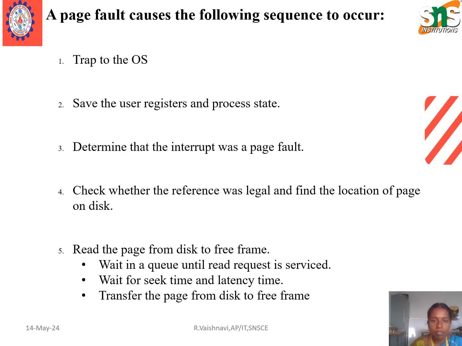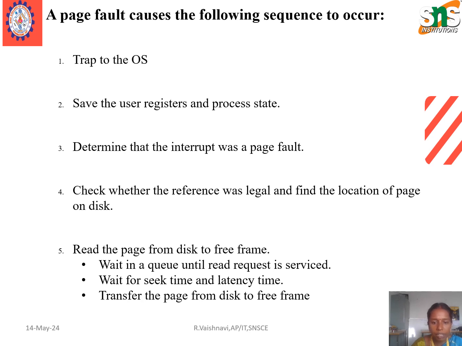Next one, a page fault causes the following sequence to occur. First, trap to the OS. Second, save the user registers and the process state. Third, determine that the interrupt was a page fault. Fourth, check whether the reference was legal and find the location of the page on the disk.